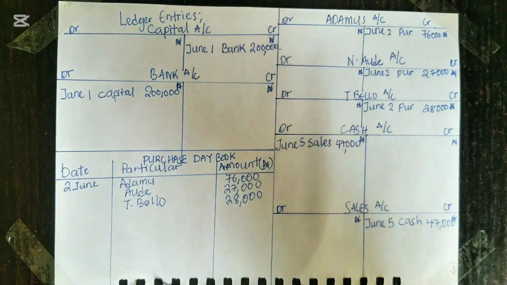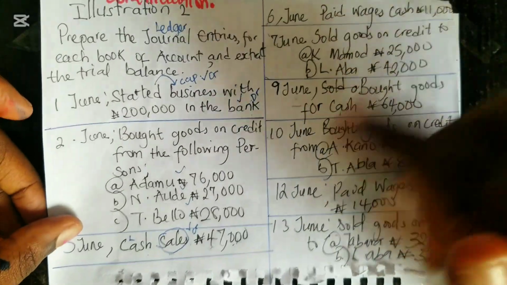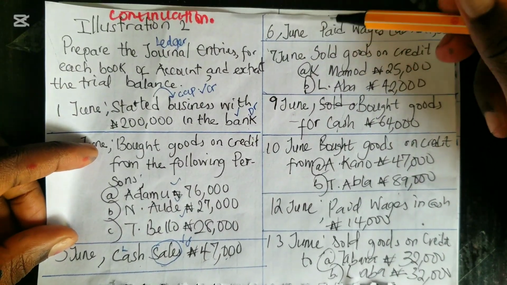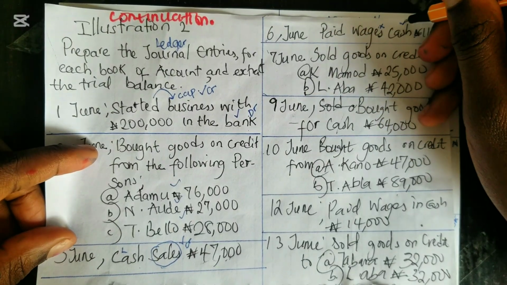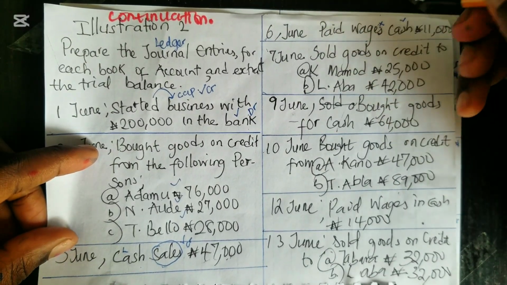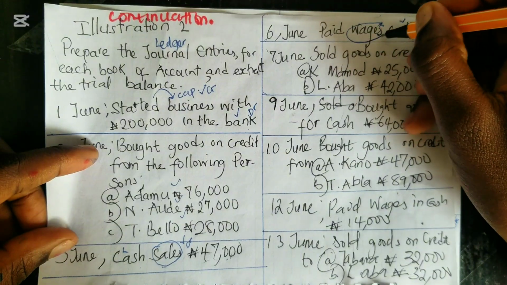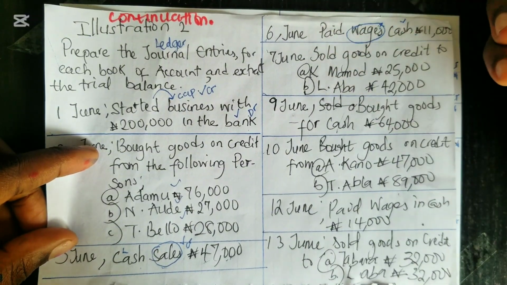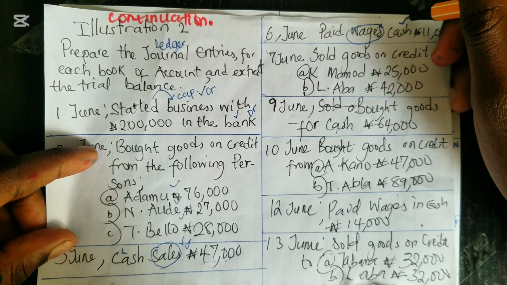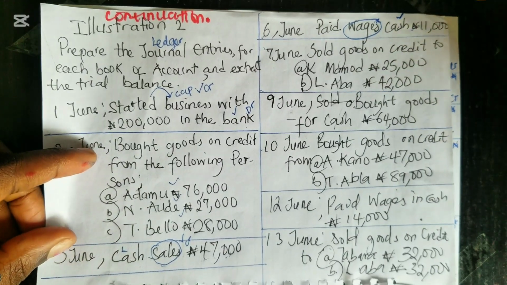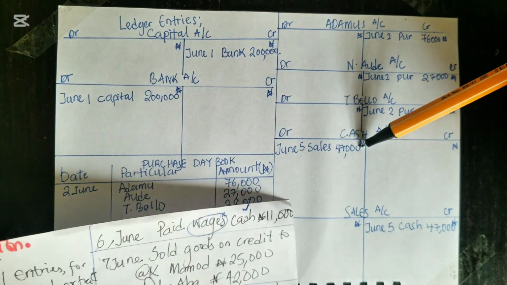47,000 naira. So we are done with June 5. The next one is what? June 6, paid wages cash. Do we have wages account? No. Do we have cash account? Yes. So because wages account is being paid, wages account is going to be what? Debited, because it's an expense. So because wages account is debited, we are going to what? Credit our cash. So we can already just credit our cash with 11,000 because you have the account here, right?